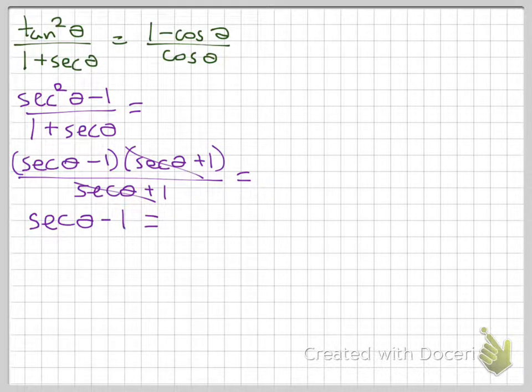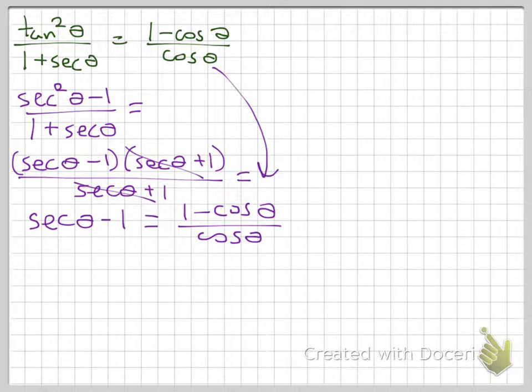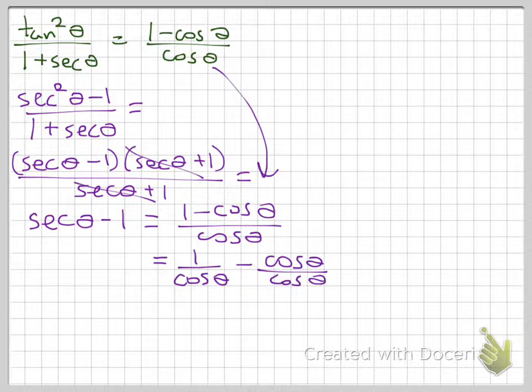So what I'm going to do here is bring down the right side to see where I'm at. 1 minus cosine theta over cosine theta. And maybe I can start simplifying the right-hand side a little bit and meet it in the middle ground. Because on the right-hand side, I can make it 1 over cosine theta minus cosine theta over cosine theta. Now, the reciprocal of cosine is secant, and then cosine over cosine is 1, so it actually ends up matching secant theta minus 1.